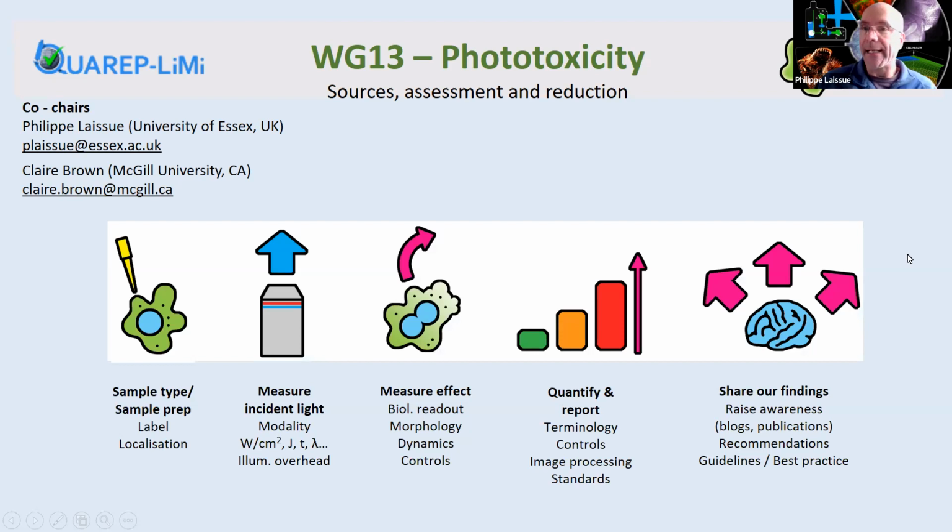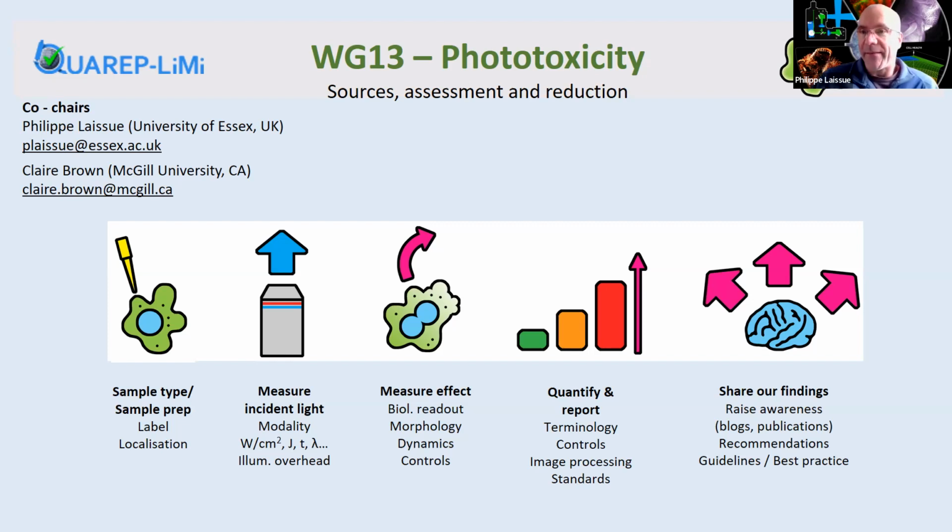And so in a bit more detail, things like, what is the sample type that you are using? What is the sample preparation that you are using, the label and the localization of that label? All of these do have an influence on that. Of course, measuring the incident light is, for an absolute quantification, very important. And so there we also look at what is the microscope modality, spinning disk or light sheet, what are you using? What is the intensity, wavelength, and all of those factors? And then more hidden sources such as illumination overhead.